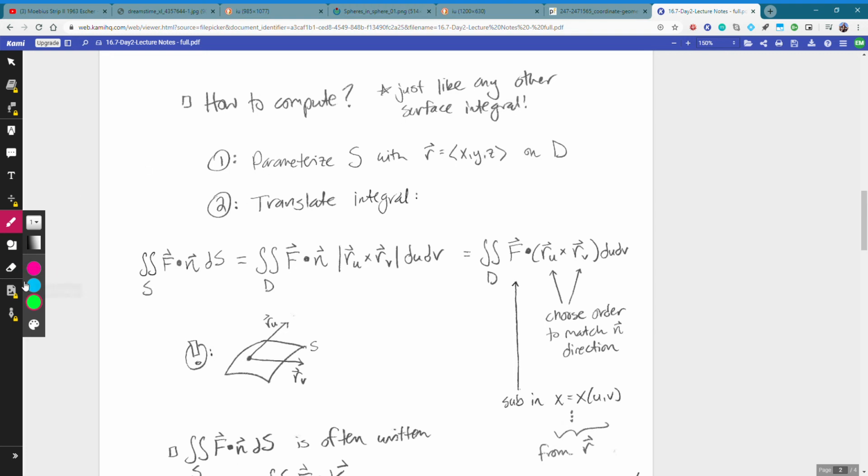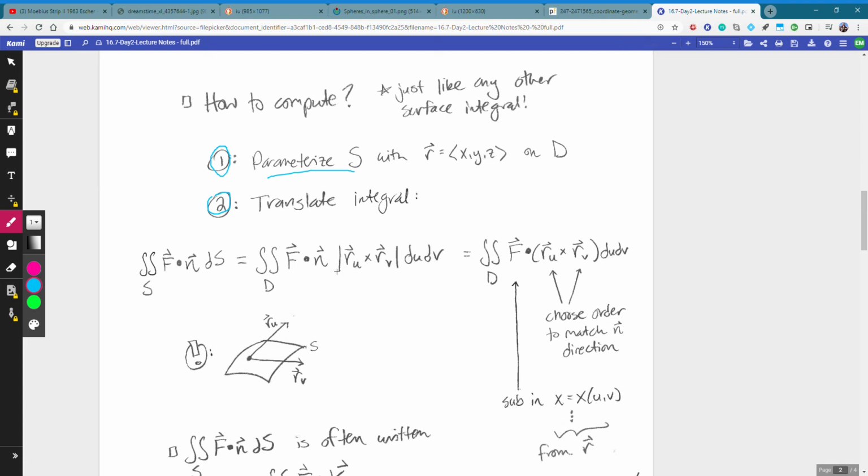All right, so step one, we need to parameterize our surface S with some vector function on some region D, telling us what u's and v's we're using. Second, we need to translate our integral. In our translation formula, this is just straight taken from the top of these notes here. And we have our handy mnemonic: multiply by the size of the cross product of the two partial derivatives of our parameterization. And this is what our surface integral becomes, what it translates to in terms of our parameterization.